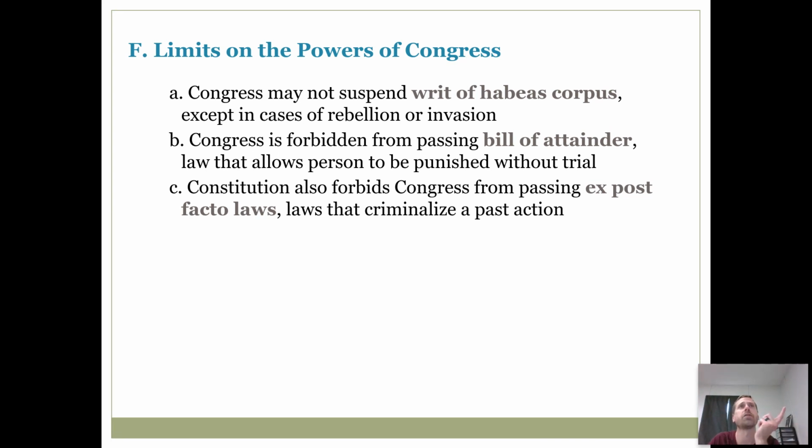Let's think of another example. Where in the world does it say in the Constitution that Congress can have a national minimum wage? Where does it say that? It's not in there. It doesn't say Congress can establish a minimum wage. But you know what they did? They used the implied powers.